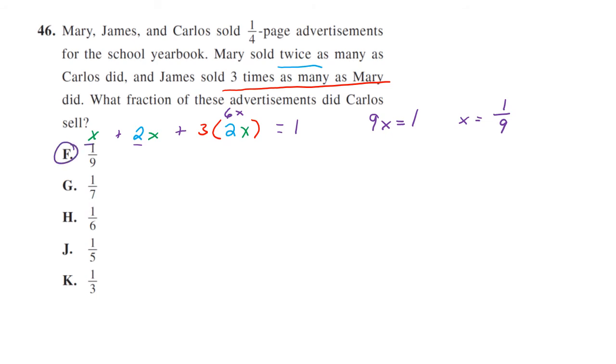You could also work this out once you have this decided here. 1/9 times 2 is 2/9, plus 3 times 2 times 1/9 is 6/9. Does that equal a total of 1? So you get 9 over 9, and it does. So this is much a reading problem and deciding which one's x. How do you represent Mary? How do you represent James? Once you get it set up, it's not really a super hard problem.